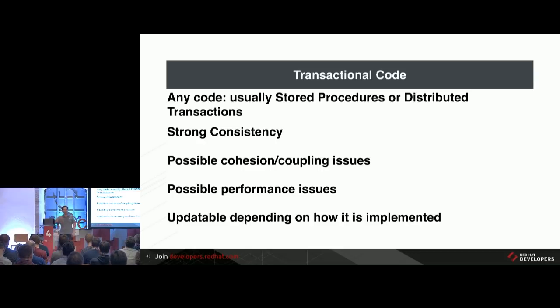How does it work? I have a distributed transaction. If I decide to integrate, every time somebody changes here, I need to change here, here, here, and here. Well, it's a cascading change. If I change here, I have to change here. If I change here, I have to change everywhere. So again, it doesn't scale. It's only feasible for point-to-point integrations.